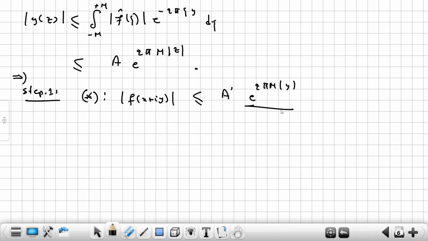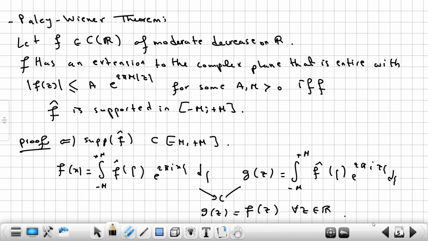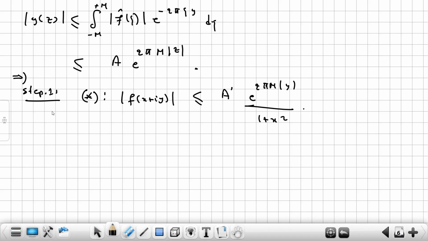over 1 + x². Okay, now we prove under this stronger condition. Of course, this condition is stronger than the condition presented in the main theorem of Paley. So we'll prove that under this condition, f hat(ξ) is equal to 0 if ξ is not in the interval [-m, m], so if the absolute value of ξ is greater than m.